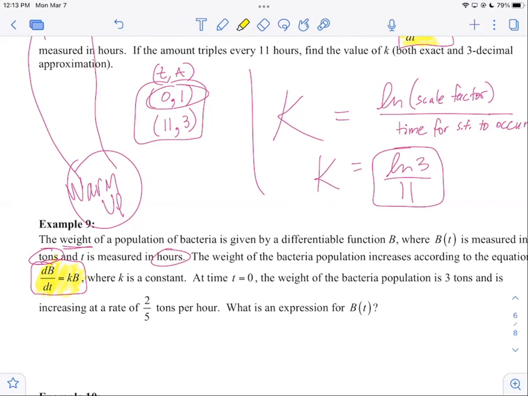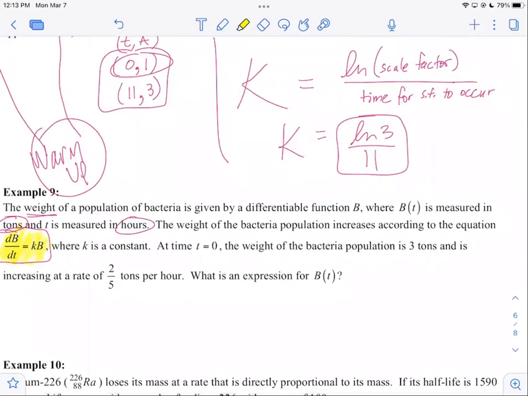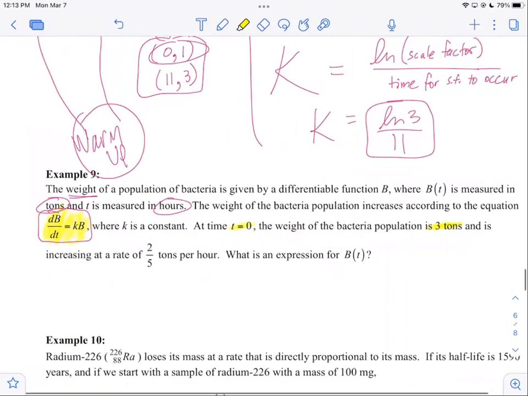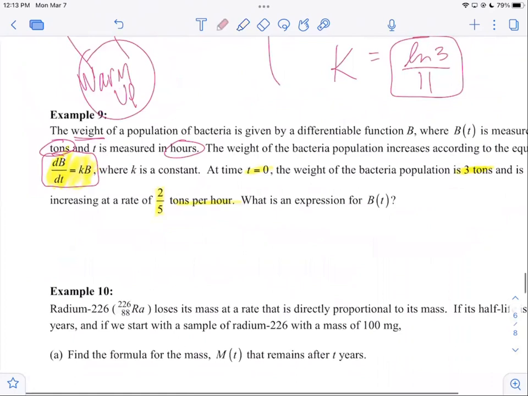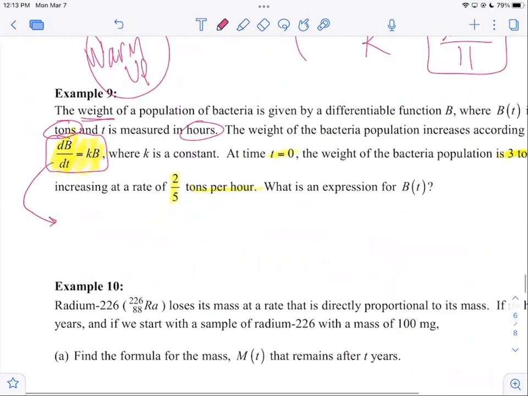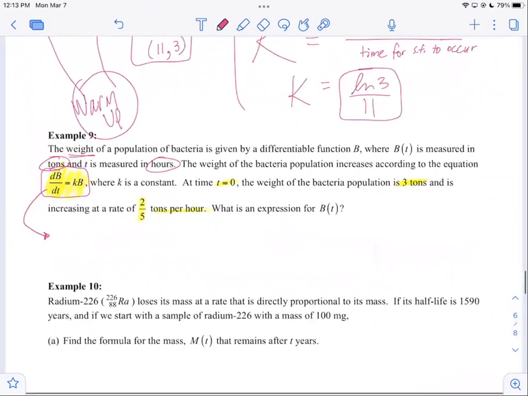Yeah, no, they're smart. At t equals 0, the weight is 3 tons. So now they're actually giving us an amount, and it's increasing at a rate of 2/5 tons per hour. What is an expression for B? Ooh, okay. Well, let's do this. Let's go straight to the general solution. If dB/dt equals k times B, then B must equal what?